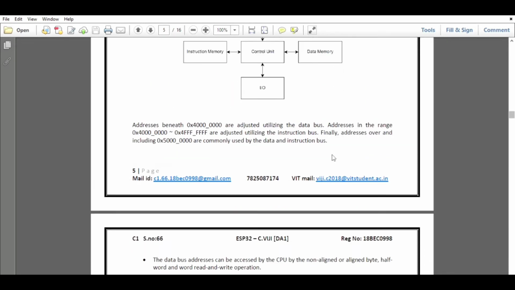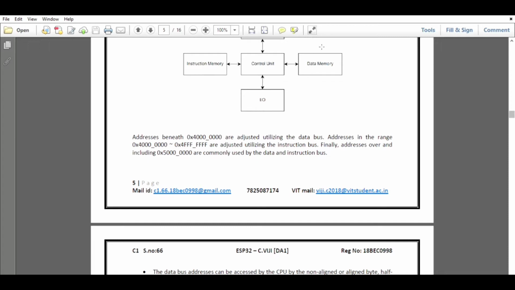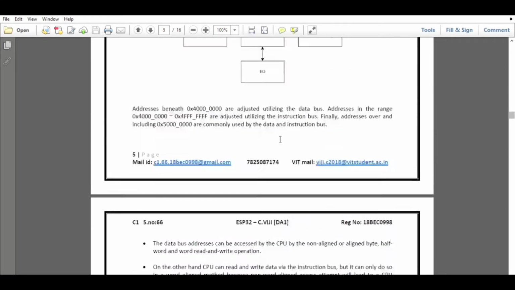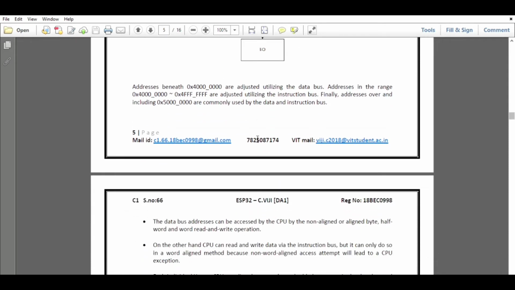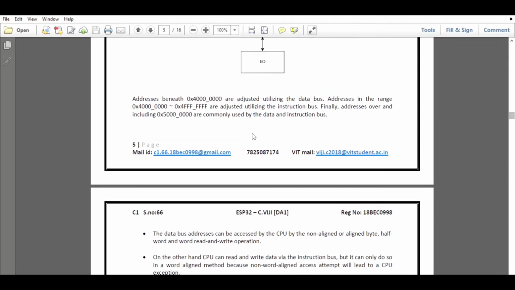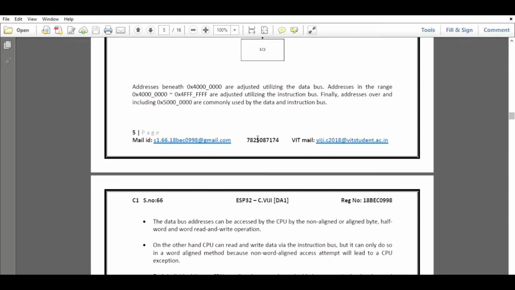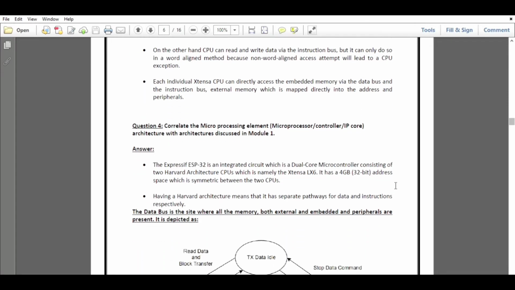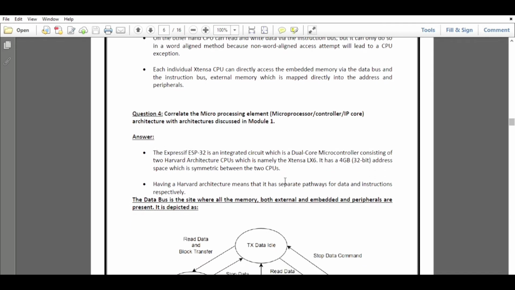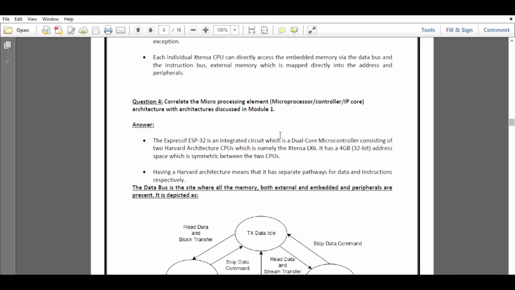data bus addresses can be accessed by the CPU non-aligned or aligned by byte. This uses the operations called read and write operations. On the other side, the instruction bus can be accessed by the CPU via the word aligned method, because a non-aligned access attempt will lead to a CPU exception. In each individual extent, the CPU can directly access the embedded memory via the data bus and the instruction bus, which is mapped directly into the address and peripherals.